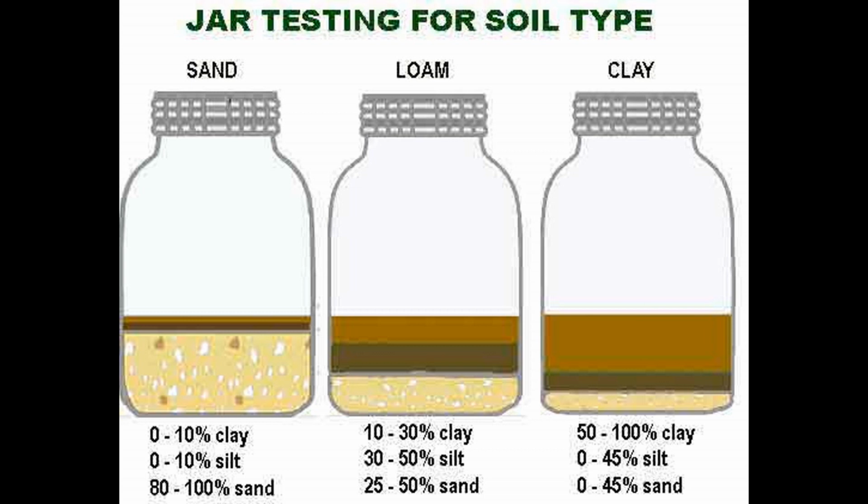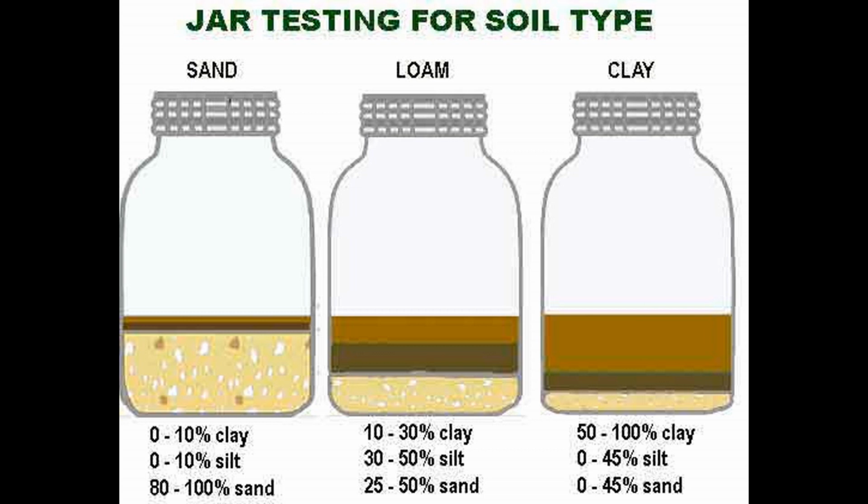As we can see, from the loam soil, you get 10 to 30% clay, 30 to 50% silt, and 25 to 50% sand. So you can see the difference compared to the sand soil. And now we go over to the clay soil. From the clay soil experiment, you get 50 to 100% clay, 0 to 45% silt, and 0 to 45% sand.